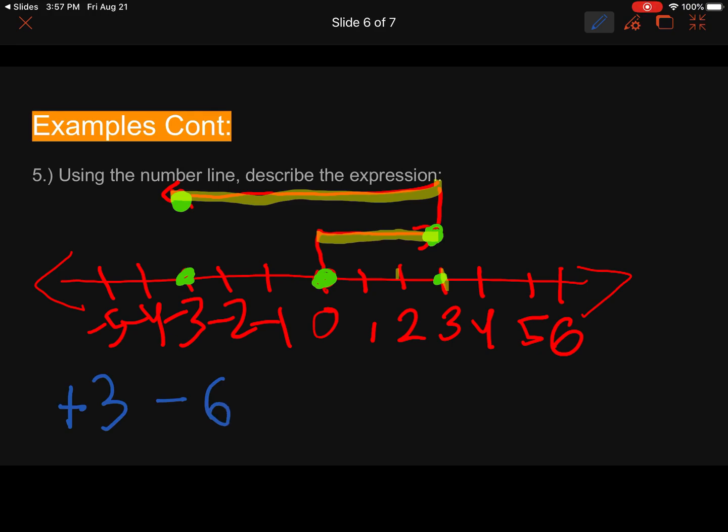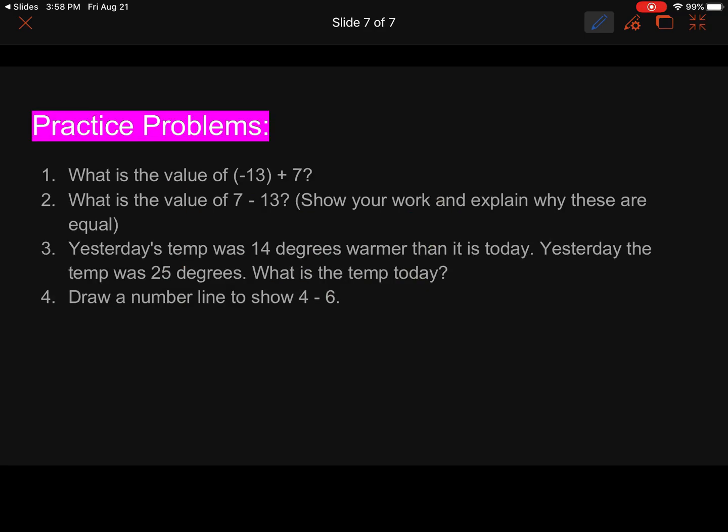So what does our expression say? Well, we have a positive 3 and a negative 6. So we can rewrite this as 3 plus negative 6. And then obviously this answer right here would be negative 3, because that's where we end up on the number line. All right. We'll go on to our last slide here.